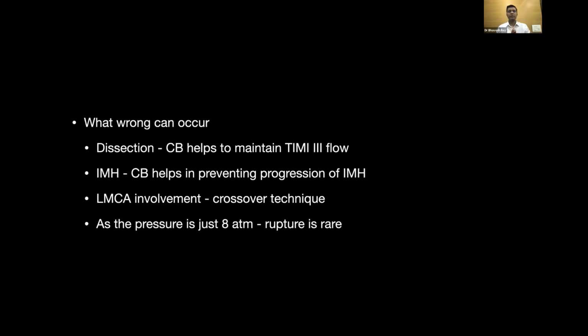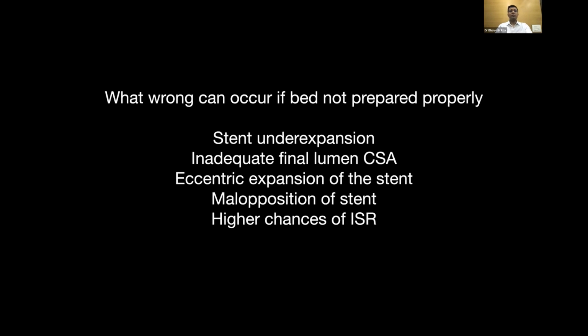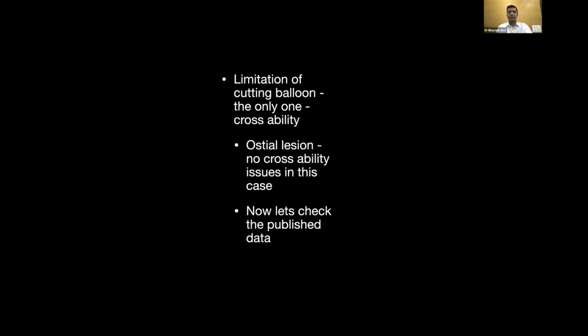You need to understand that the mechanisms of both balloons are different. We need to give a low pressure, slow inflation at 8 to 10 or maximum 12 atmospheres for the cutting balloon. And if we are going for the ultra high pressure balloon, the pressure has to be around 25, 30, 35. Now, what can go wrong if the bed is not prepared properly? Stent underexpansion, inadequate final lumen, and eccentric expansion of the stent. Eccentricity increases, malapposition occurs, and late chances of restenosis can be very high.